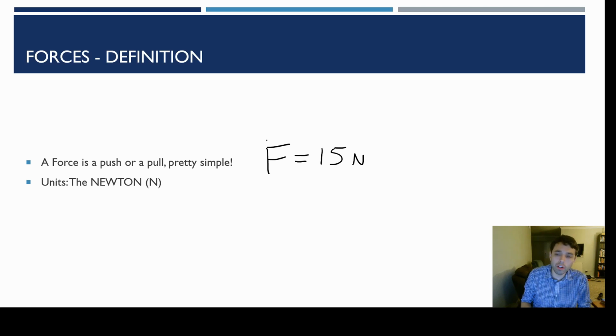Sometimes you'll see a little arrow over the force, representing the fact that it is a vector quantity. So it has direction. It can be up, down, left, right, positive, negative, south, east, north. You get the idea. So it's got direction and magnitude. It's a vector. The units are newtons, capital F is the abbreviation for force, and it's just a push or a pull. Let's get into more details in the following slides.